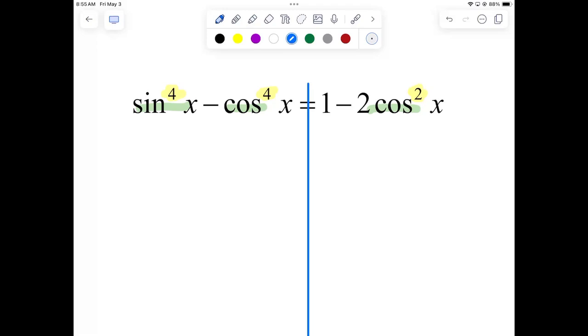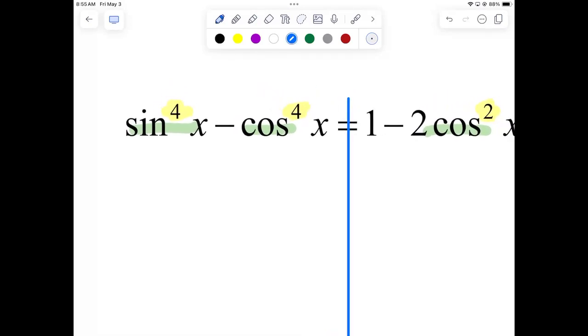So what can we do to start? Well, we can do some algebraic techniques, right? We can combine like terms. We can divide out common factors. We can expand something by multiplying it out. We can factor something, okay? And we can also replace something with an identity. That's the powerful thing, and we have to know when to do that.